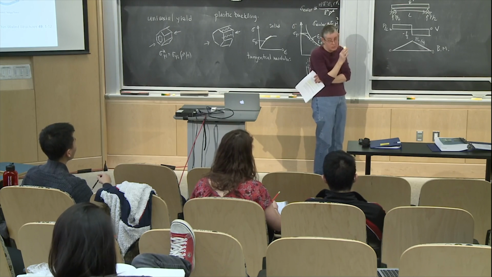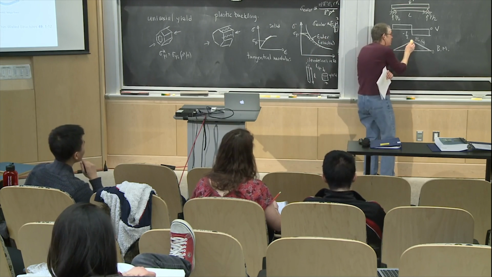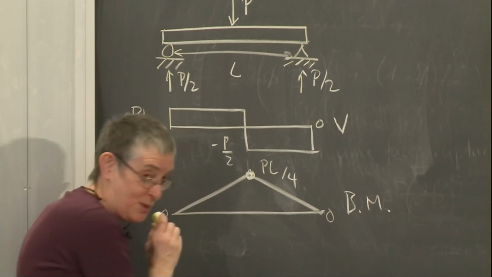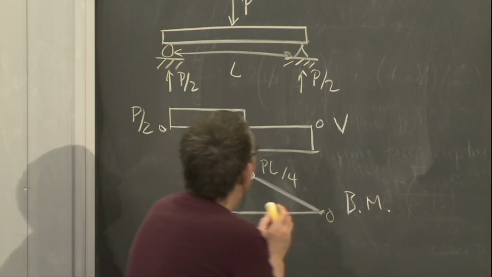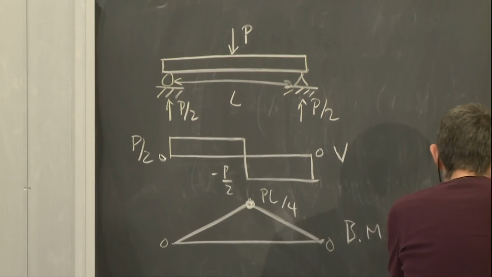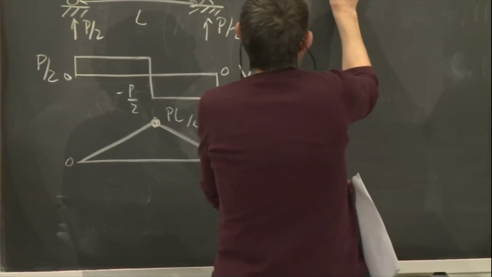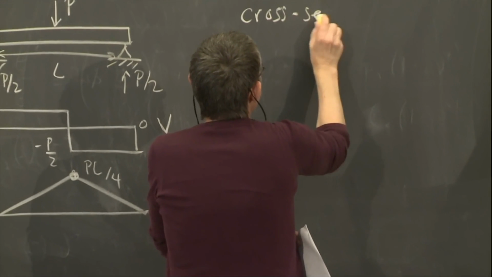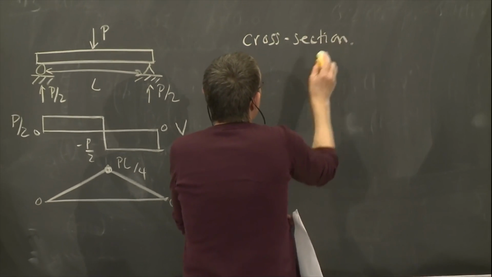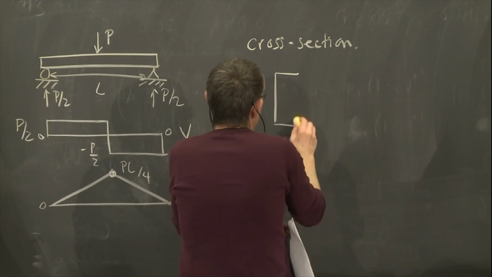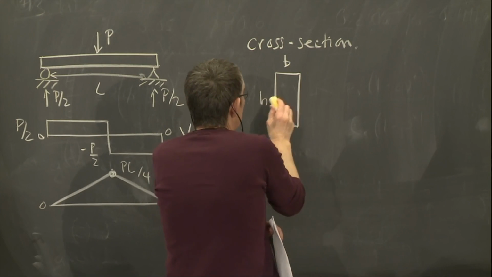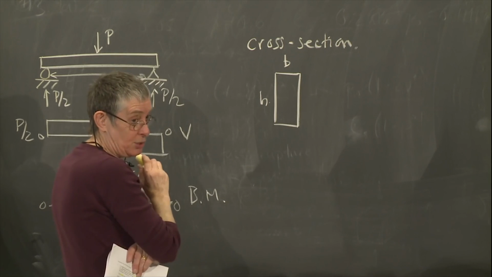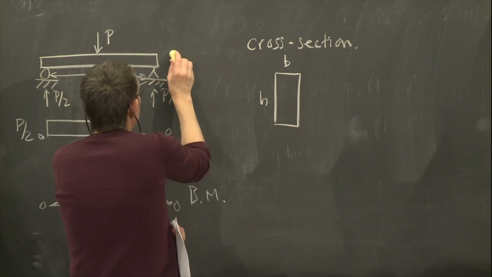So all I really want to say is the moment's maximum in the middle, okay? So then let's look at the cross section. So say I look at a cross section here. Let's just make it rectangular to make it easy for me to draw. So it has a width B and a height H, okay? So this would be H on this picture over here.